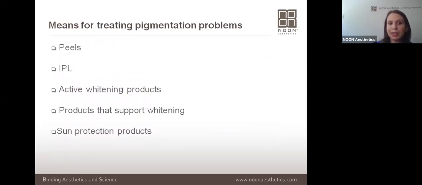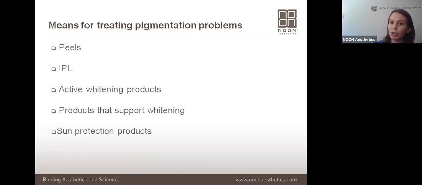So let's talk a little bit about the ways of treating the pigmentation disorders. So first one will be pills. And why? Because we really want to get rid of the cells with the hypermelanosis. So the cells that contain the pigment need to be shed. And how do we do it? By pills. We are trying to accelerate the turnover of the basal layer, and then the cells will shed faster.